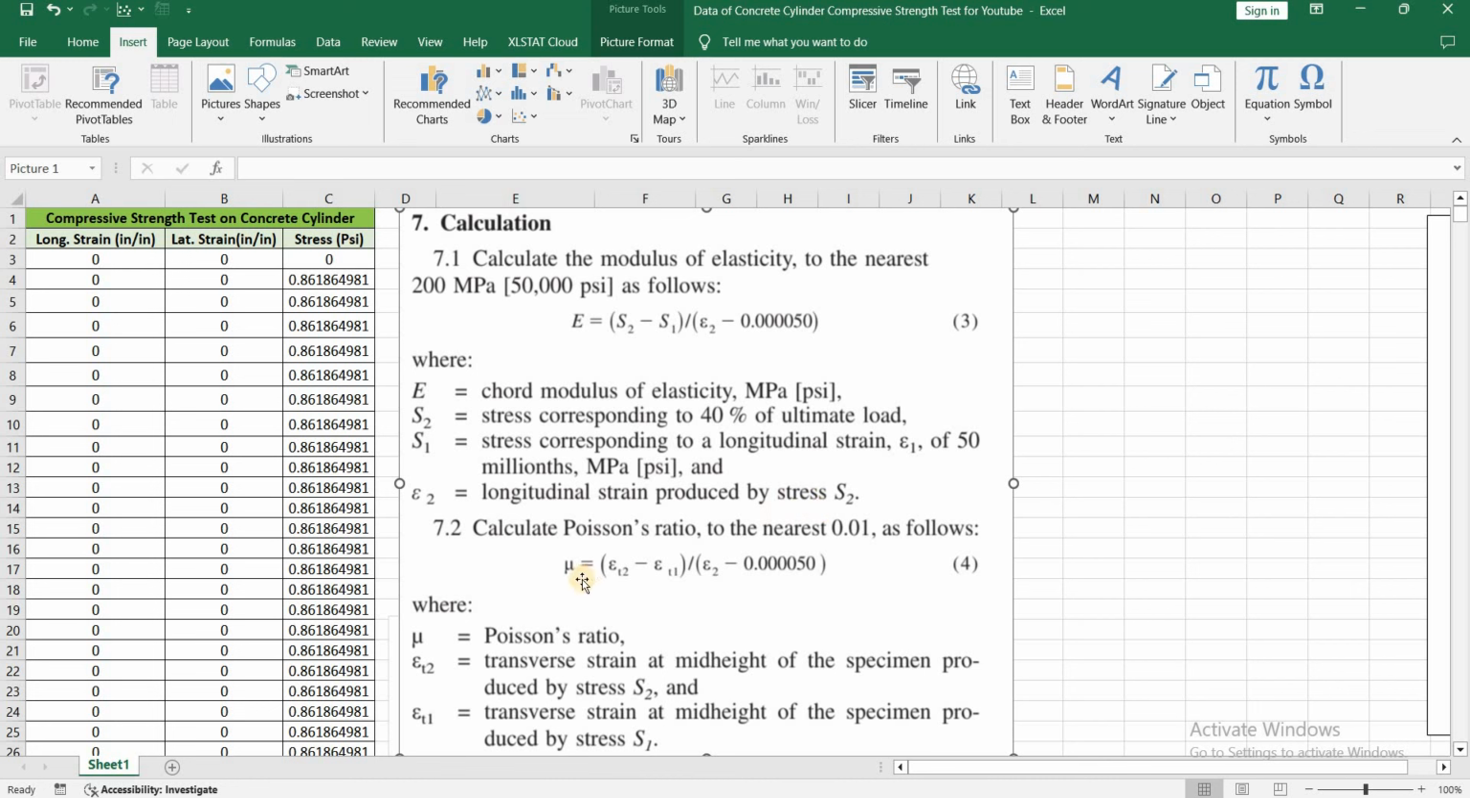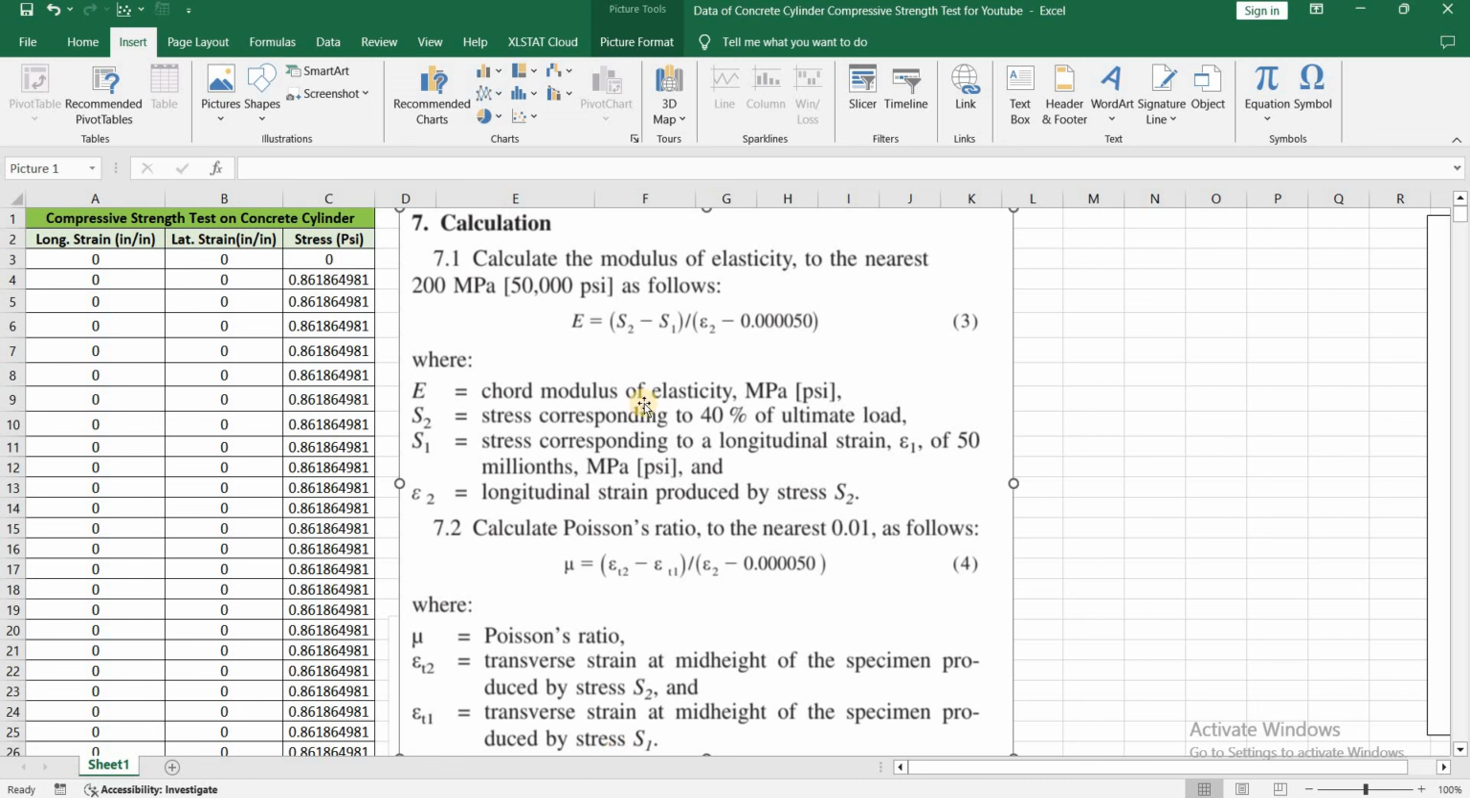And for Poisson's ratio, the formula is epsilon T2 minus epsilon T1 divided by epsilon 2 minus 0.00005, where epsilon T2 is the transverse strain at mid-height of the specimen produced by S2, and epsilon T1 is the transverse strain at mid-height of the specimen produced by S1.